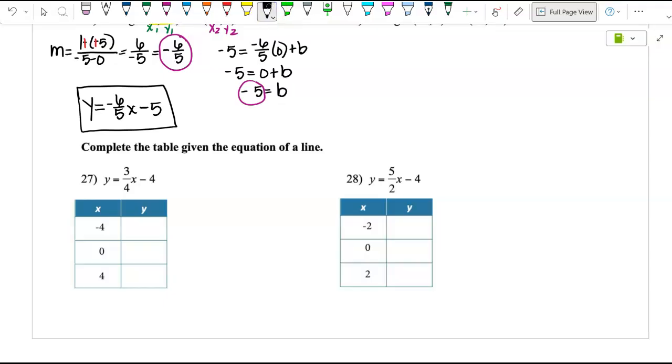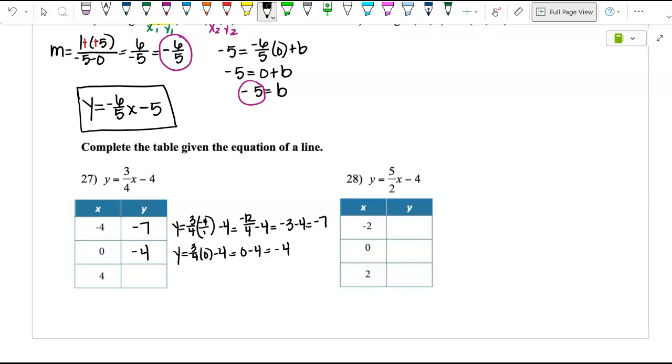So first we're going to substitute in negative 4. So y equals 3 over 4 times negative 4 over 1 minus 4. So negative 12 over 4 minus 4. Negative 3 minus 4 is negative 7. So when x is negative 4, y is negative 7. They want me to substitute in 0. y equals 3 over 4 times 0 minus 4 is 0 minus 4 is negative 4.